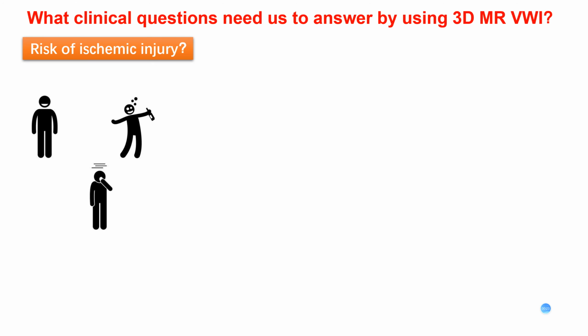What clinical questions need us to answer by using 3D Carotid MR vessel wall imaging? Here are the three groups of people who come to hospital. A is asymptomatic subjects who want to do some carotid vascular physical examination. B is asymptomatic subjects who have stroke risk factors or have been diagnosed with carotid stenotic lesions, and need additional exams to get information about the lesion severity. C is symptomatic subjects who have had a stroke attack, to figure out the etiology.